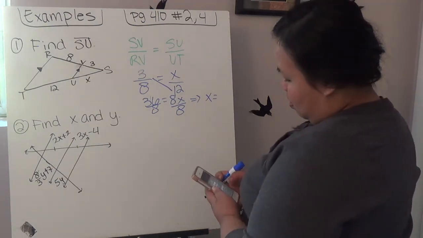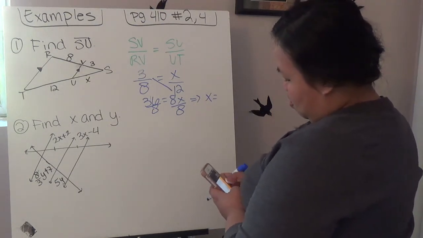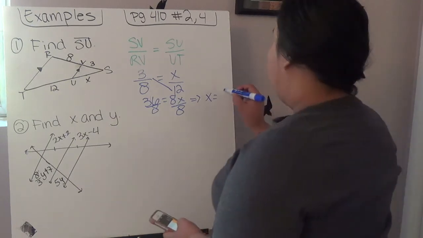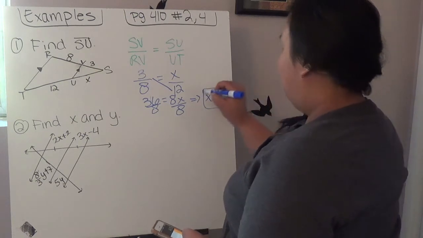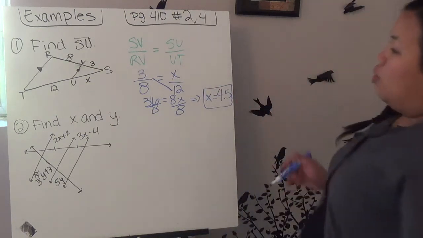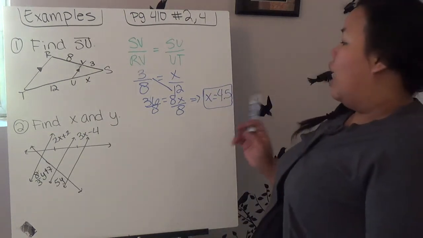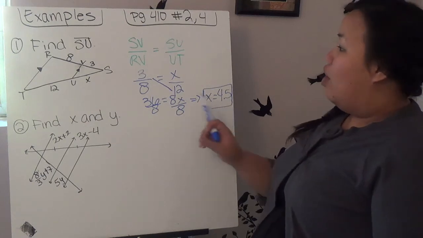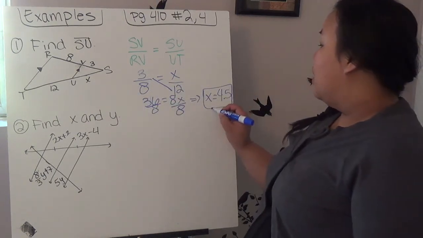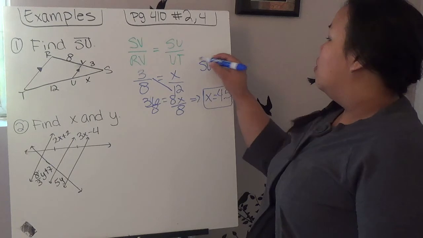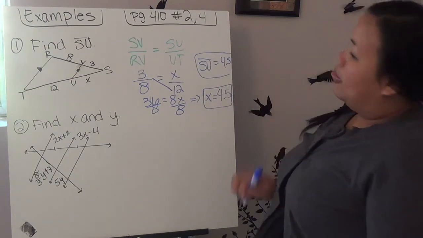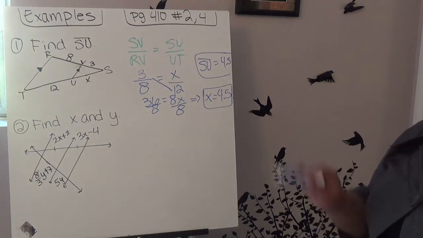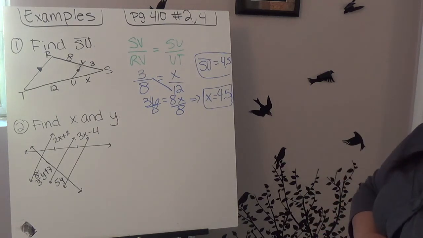36 divided by 8, which is 4.5. Alright, so we have X equals 4.5. Now, X is also SU, so I can say SU equals 4.5. And that's my answer. The next one, it wants me to find X and Y.